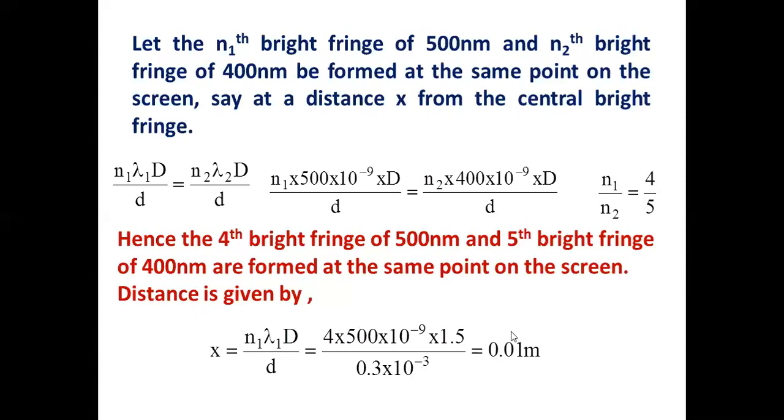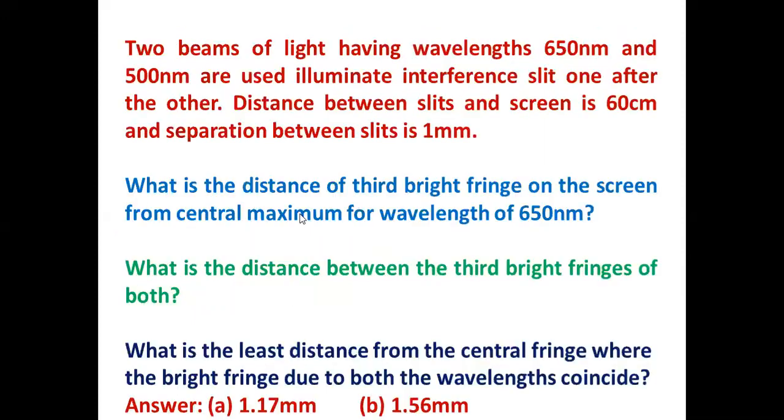You can try it. So at what minimum distance from the starting point, that is central bright fringe, will the 2 fringes coincide? This is how you have to do. Hope you have followed this. We have one more problem. There we will see this. This is another problem. You see, the problem appears very long and horrible, but it is not at all horrible. It is very easy. Read the problem.